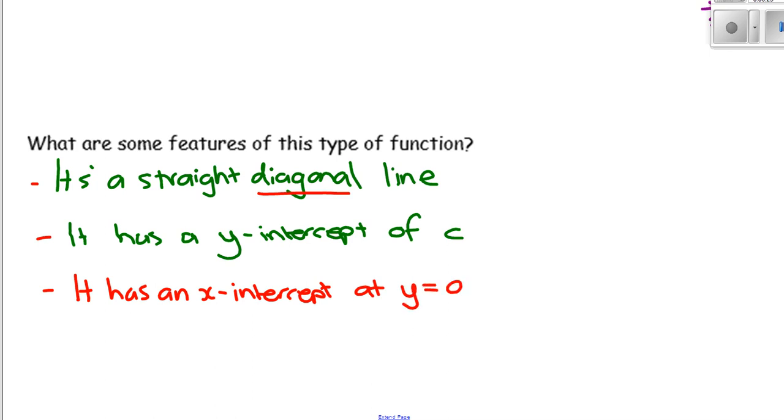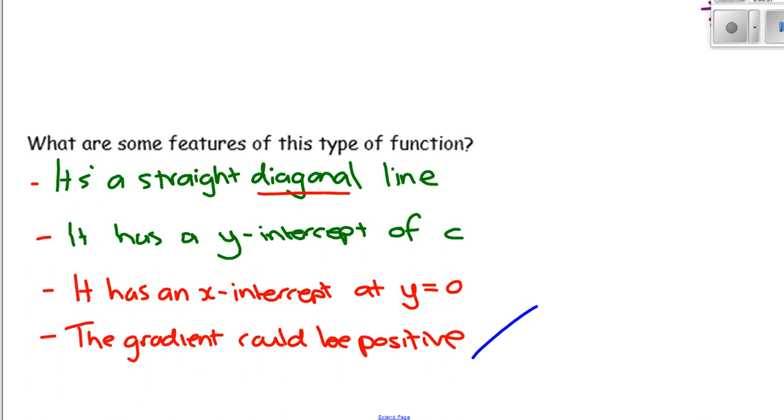Trying to think of anything else. The gradient could be positive or negative. Could be positive, so going up like this, or negative, in which case it would be going down from left to right.